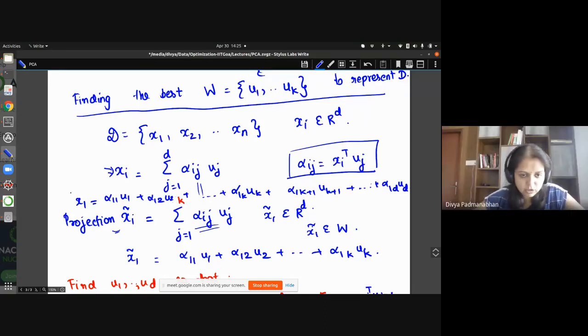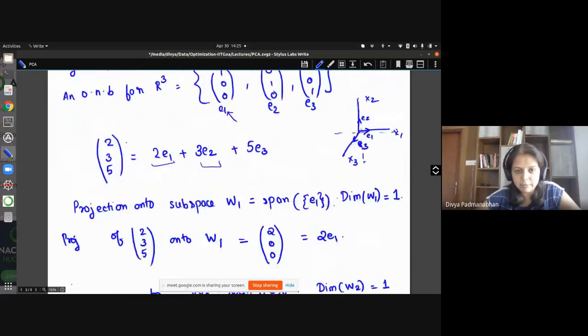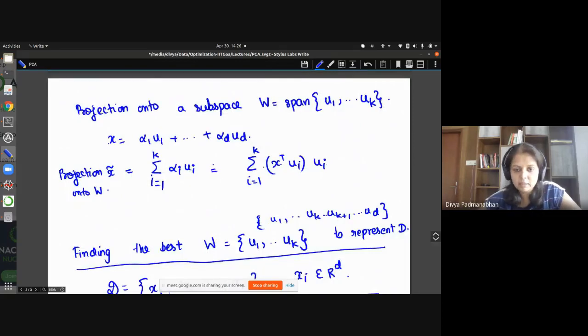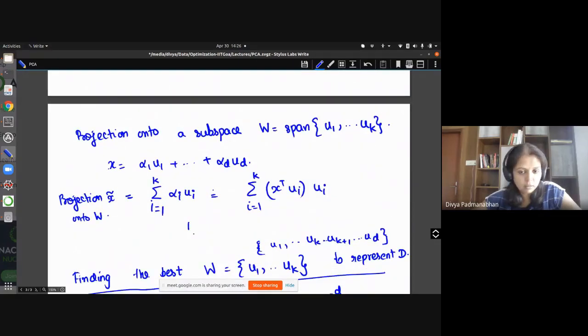So x1 is just the first element, x12, and so on up to x1d. This is the usual representation we take. For example, like this 2, 3, 5 that we had. So x1 is going to be given in terms of the standard basis, this 2, 3, 5, and this u1 to ud could be some other basis, maybe something like 1 minus 1 0, and maybe 0 minus 1 0, and maybe 0 0 1. This can be another basis.